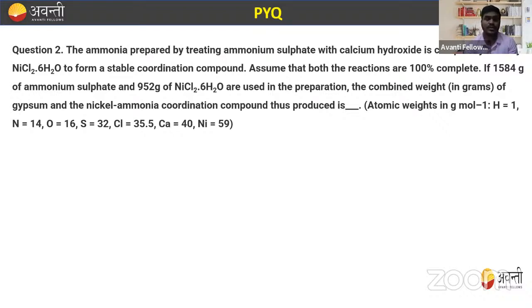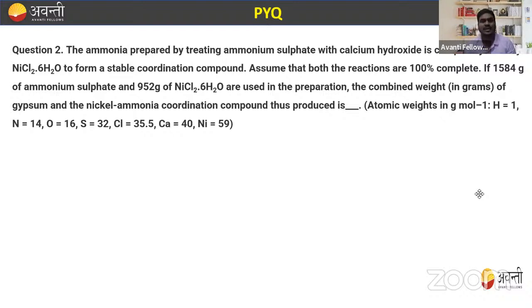The question is: the ammonia prepared by treating ammonium sulfate and calcium hydroxide is completely used by NiCl2.6H2O to form a stable coordination compound. Now, assume that both the reactions are 100% complete. Now, if 1584 gram of ammonium sulfate and 952 gram of NiCl2.6H2O are used in the preparation, the combined weight in gram of the gypsum and the nickel ammonia coordination compound is. Yes, so you have to calculate the combined weight in gram of the gypsum and the nickel ammonia coordination compound.